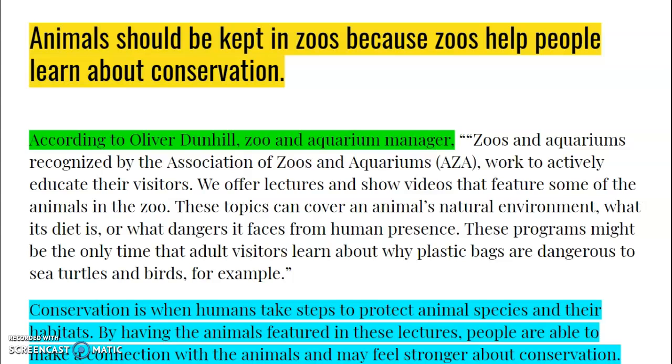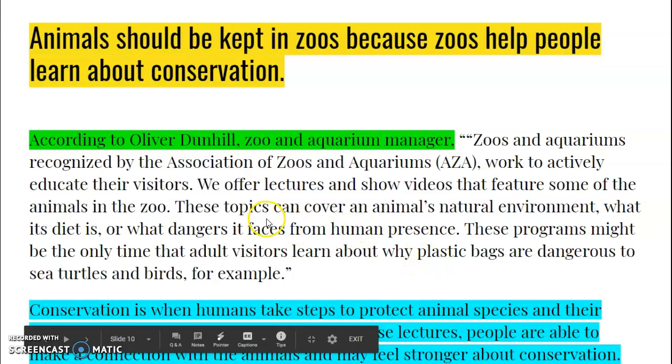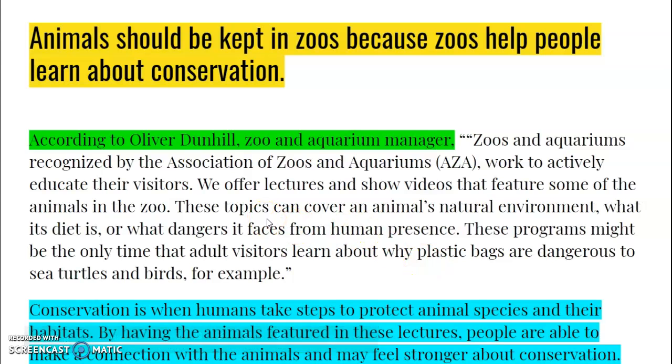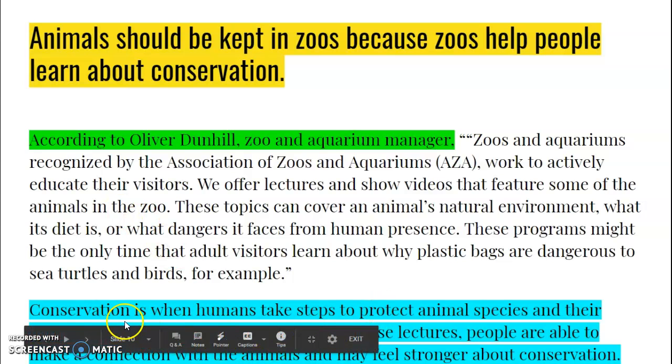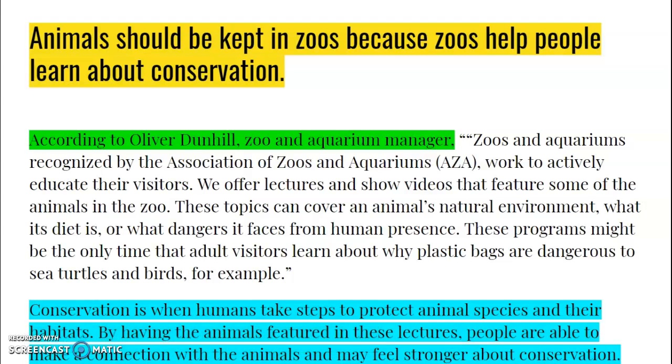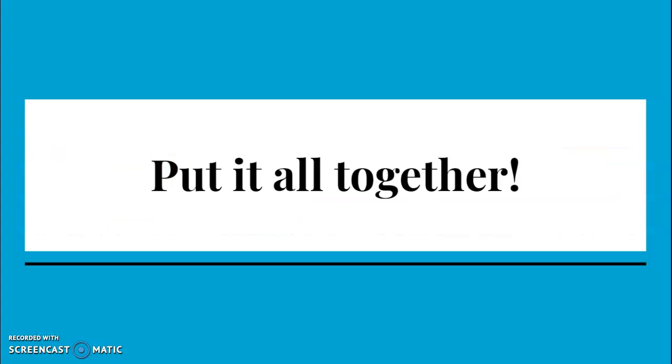So you can see in the evidence that I used, I picked out a little piece that said that we offer lectures and show videos that feature some of the animals in the zoo. And I connected that at the bottom by saying, by having some of these animals featured in these lectures, people are able to make a connection with the animals and feel stronger about conservation. So this is where you really have to connect the dots between what you're trying to say in your reason and your evidence. So now you just put it all together. You make it into a paragraph form.